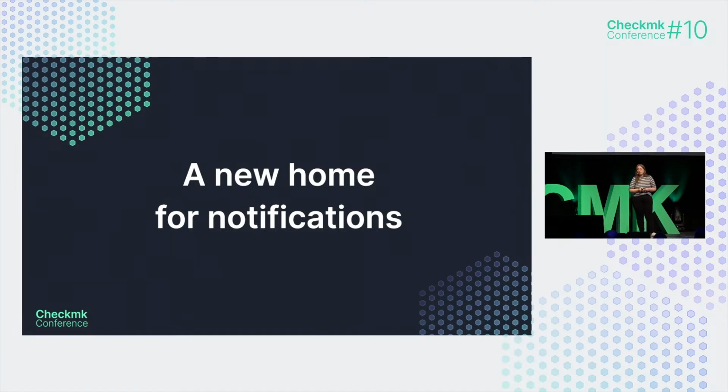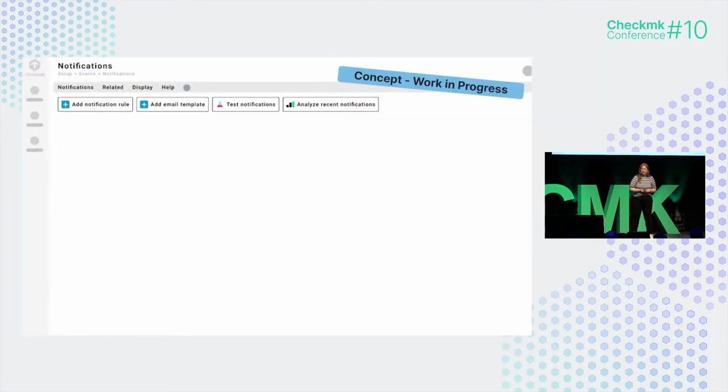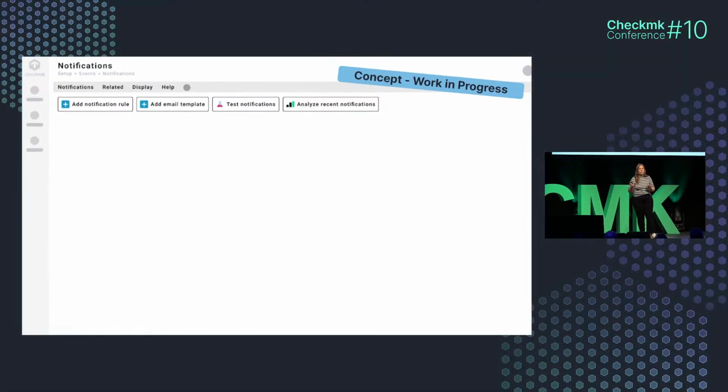But the current notification overview page is pretty limited and focuses a lot on the configuration part. So we believe it is time to rethink the overview page to provide a new home for all things notifications and bringing all the tools closer together. So to get the space we need to do such an overhaul, let's move the test notifications and analyze recent notification actions to separate pages that can be accessed via these two buttons.